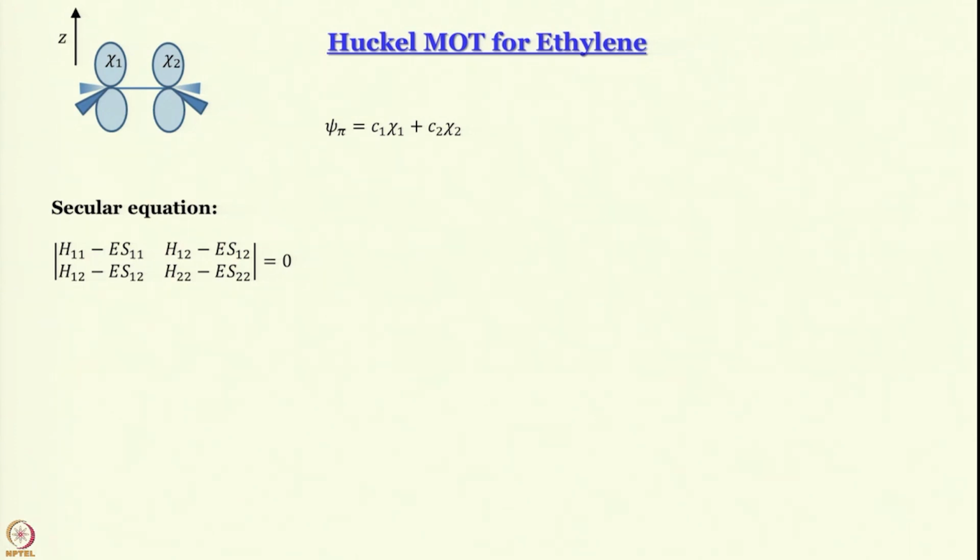Non-trivial roots means roots in what? Coefficients C1 and C2. Okay. So, what we have written here is something that we have already shown when I wrote this by hand. Hij is integral chi i h chi j, which is equal to Hji. Okay. Sij is integral chi i chi j, equal to Sji. The second one is very easy to understand. It is a product of two functions integrated over all space, sequence does not matter.